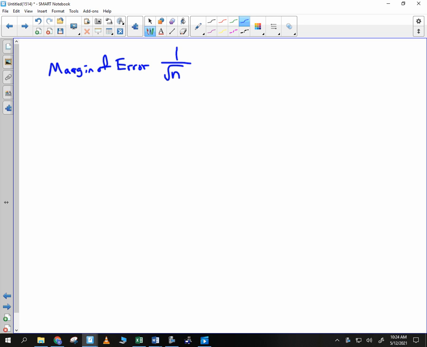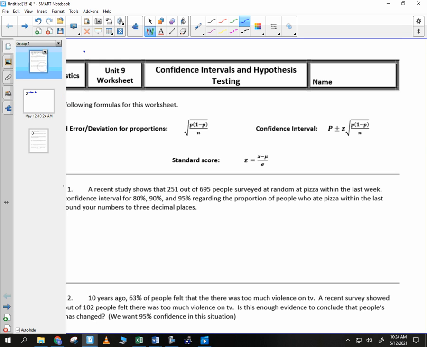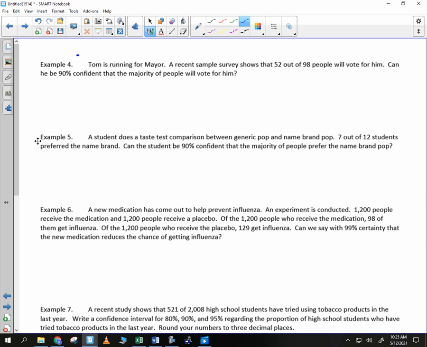There are more complex formulas that we use. That's the simple formula. Today we're going to show you a little bit more of a complex formula and be able to apply this to real world situations. Tom is running for mayor.